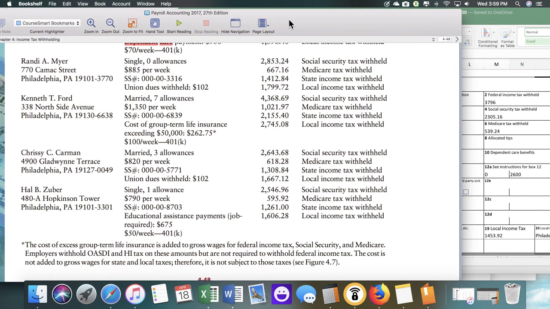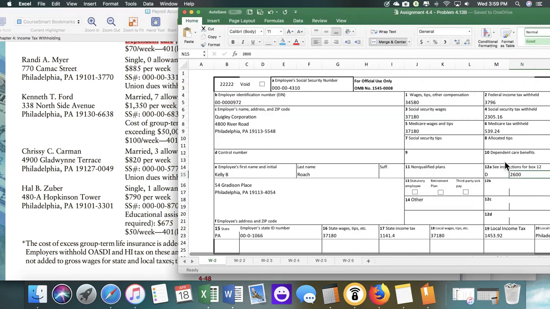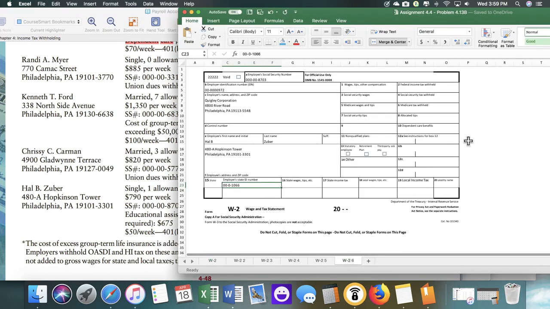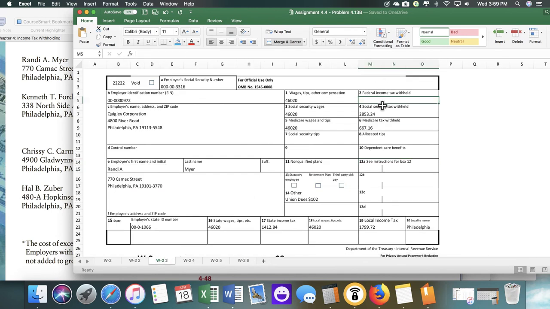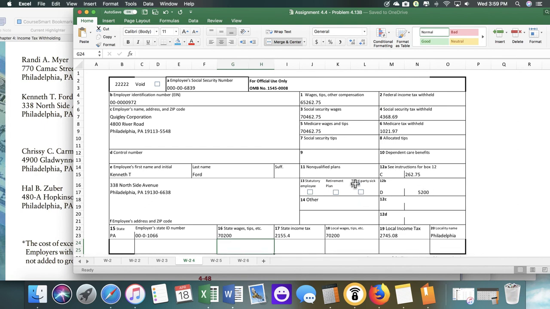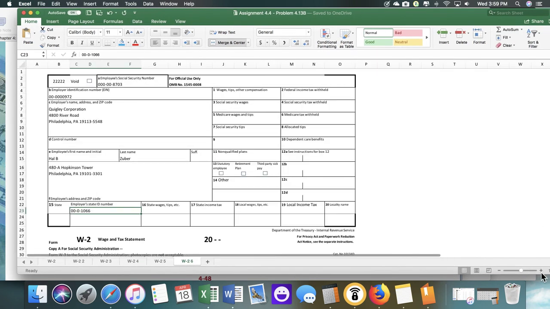Now, the next one I want to go over is Howzer, because it is confusing, because you do have the educational assistance payments that go on top of his actual pay. And also don't forget, you're going to calculate federal income tax and make sure that you are deducting the 401k contributions from the weekly taxable amounts, because otherwise that will give you incorrect amounts when you go to do your homework.